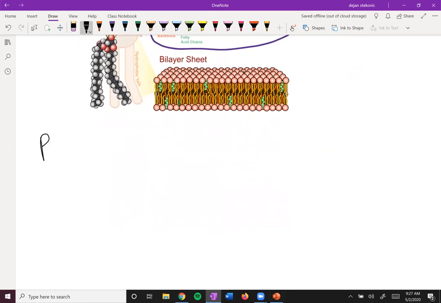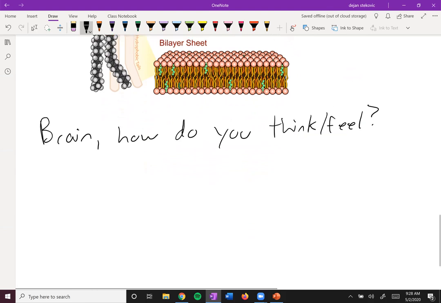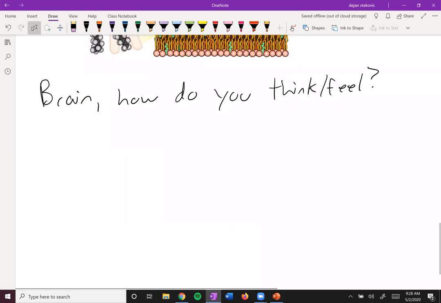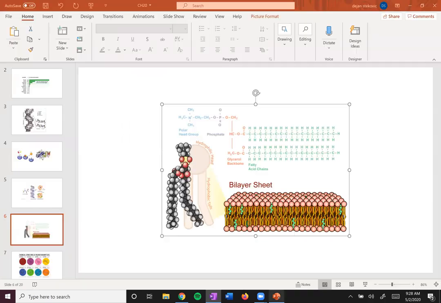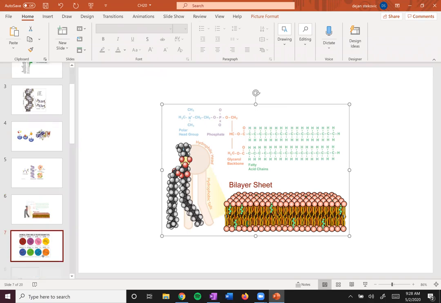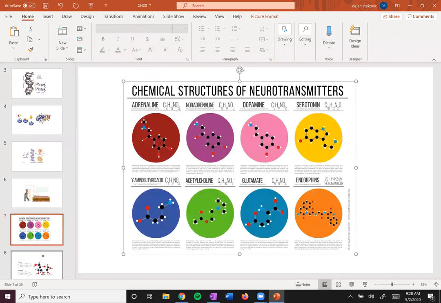And it's not just that. Think about how your brain works. How do you think? How do you feel? Well, it's all based on these chemical reactions going on in your brain. And so these chemical reactions are the transportations of what are called neurotransmitters. So these things go from cell to cell, cause some reactions, and that's what you interpret as feeling, seeing, thinking, all this kind of stuff.